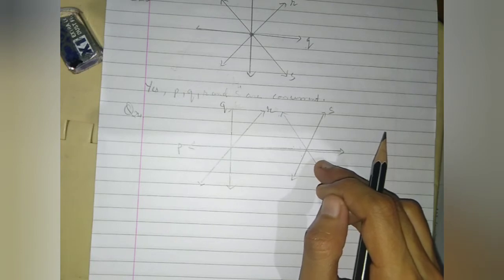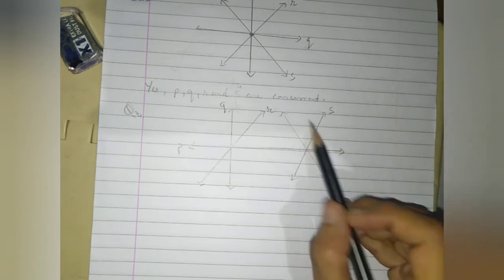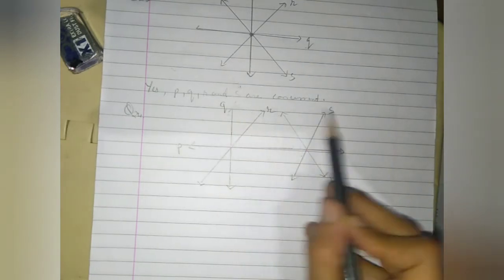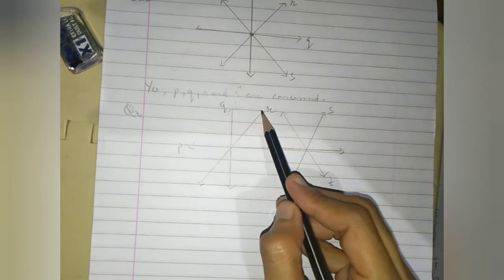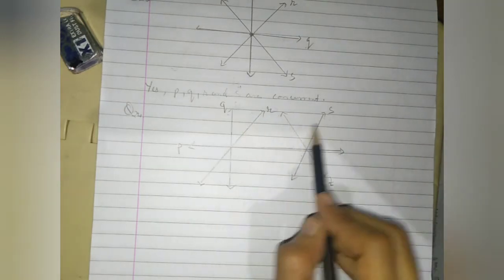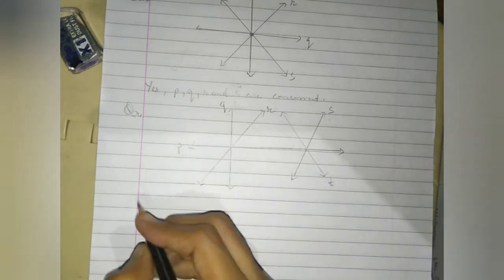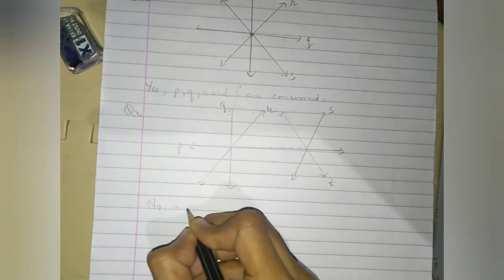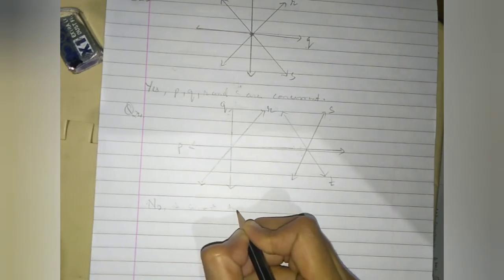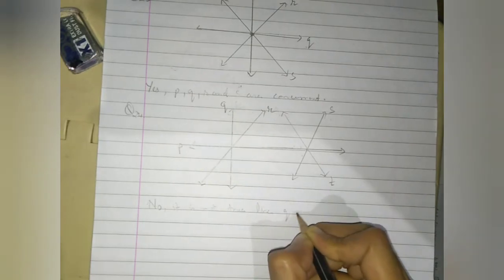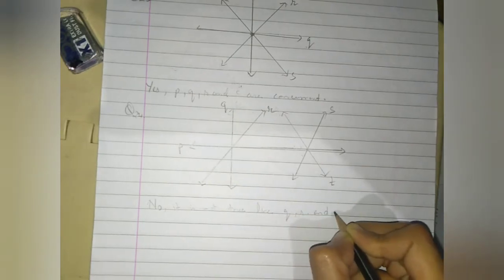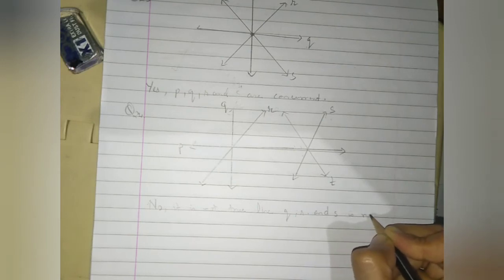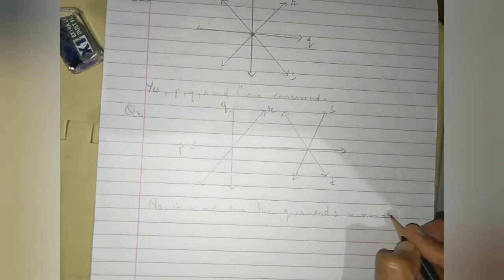Now at last what we had asked is, is it always true that lines Q, R, S will be concurrent? No, this is not concurrent because it is not intersecting at one point. So the first question's answer is no, it is not true. Lines Q, R and S are not concurrent.